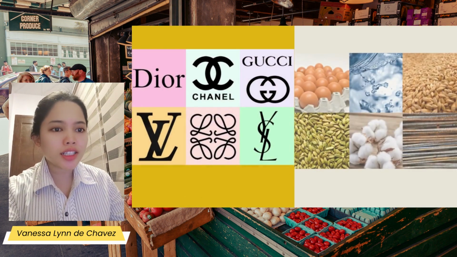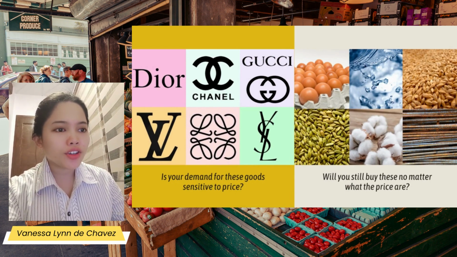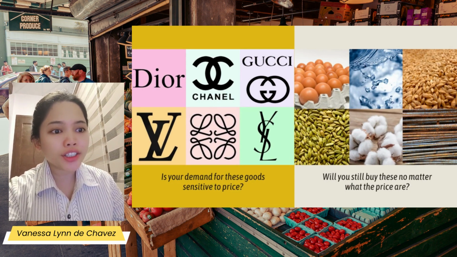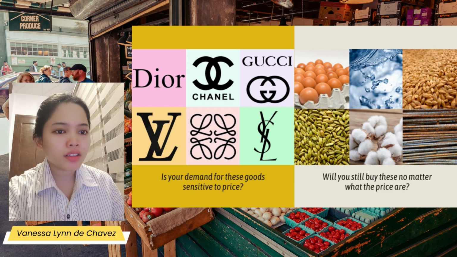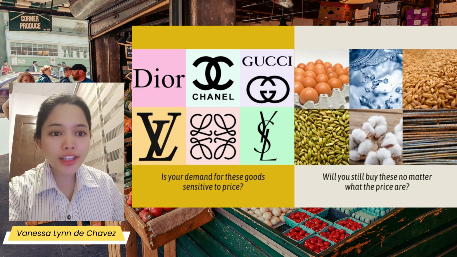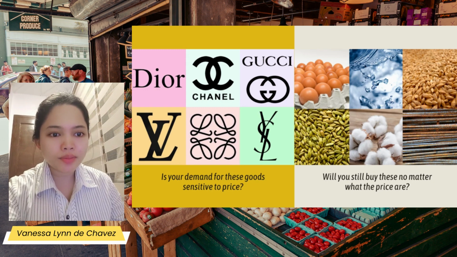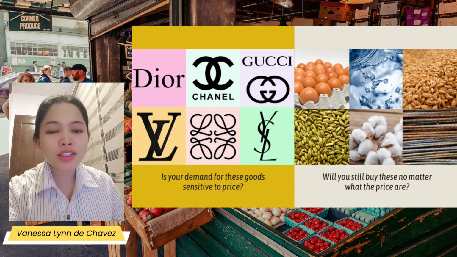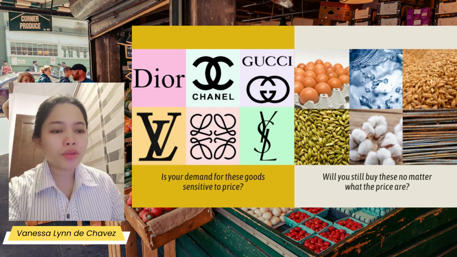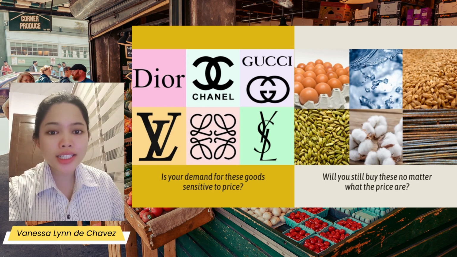On your screen, you can see different pictures of goods and brands. On your right are eggs, water, grains, metal, cotton. Will you still buy these no matter what the price is? While on your left, you can see Dior, Gucci, Chanel, Louis Vuitton, YSL. Is your demand for these goods sensitive to price? So moving on, these questions will be answered as you listen to our report.